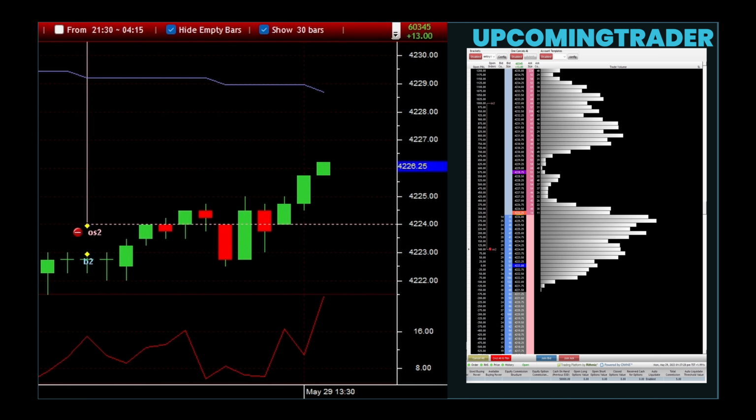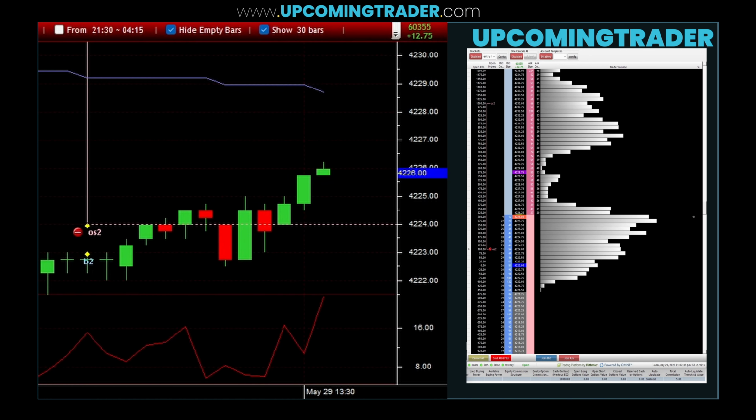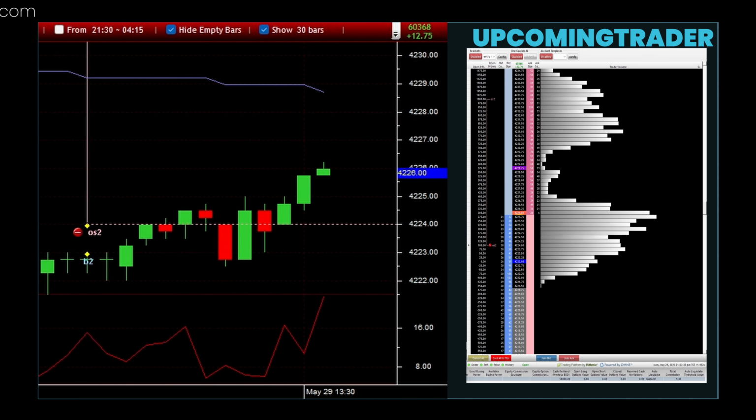Next, pay attention to something called support and resistance levels. Support is the level where the stock seems to stop falling and starts going back up. Resistance is the level where the stock seems to stop rising. These levels are important because they can give you clues about what the stock might do next.